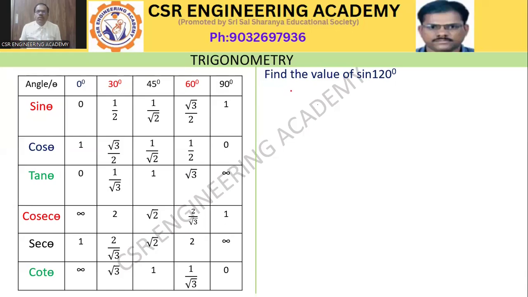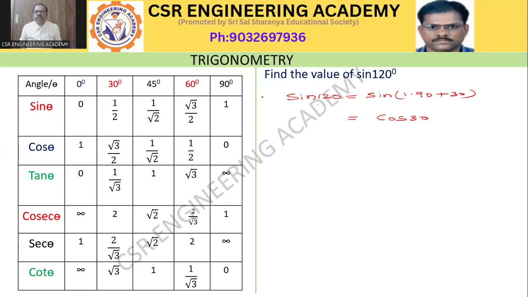Find the value of sin 120. Sin 120 is equal to sin(1 × 90 + 30), here 1 × 90 plus 30 is equal to 120. The multiple of 90 is 1, that is an odd number. For an odd number, sine changes to cos, that is cos 30.